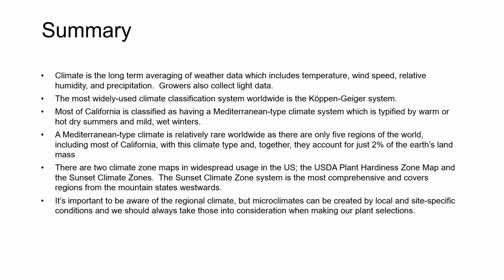There are 2 climate zone maps in widespread usage in the US, the USDA Plant Hardiness Zone Map and the Sunset Climate Zones. The Sunset Climate Zone system is the more comprehensive and covers regions from the mountain states westwards. It's important to be aware of the regional climate, but microclimates can be created by local and site-specific conditions, and we should always take those into consideration when making our plant selections.